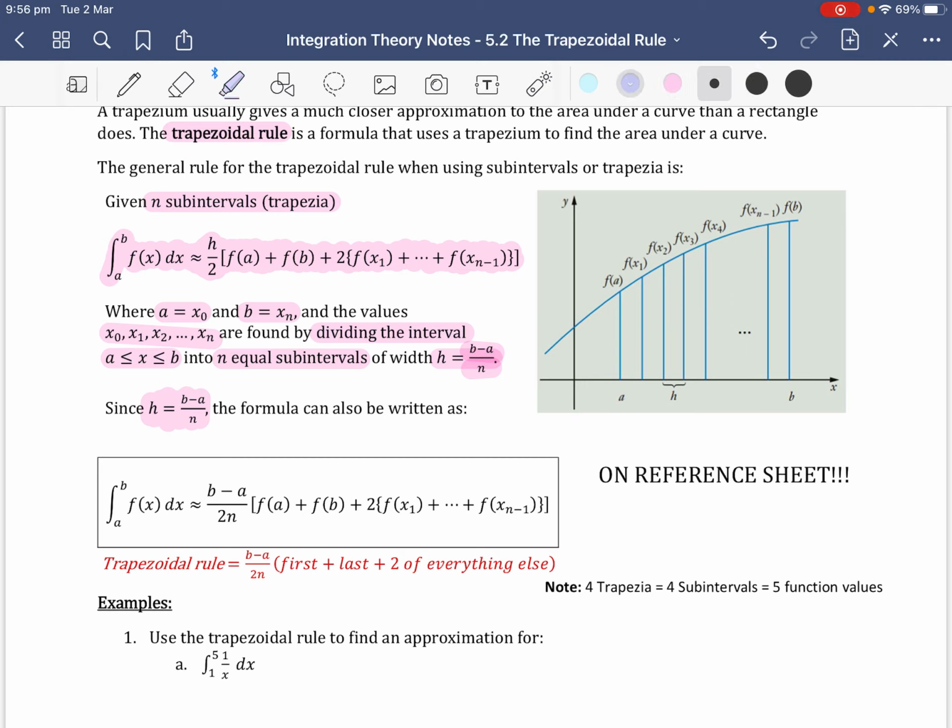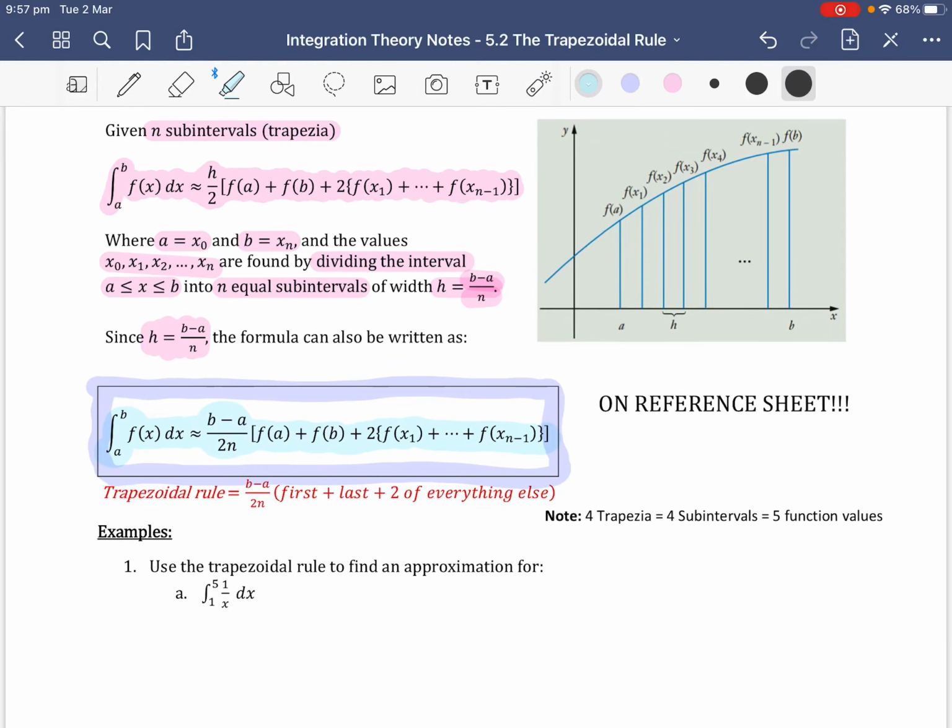Now this formula here is the formula that is on our reference sheet at the bottom of our integrals. So it's really important that we have a deep understanding of it. So we have the integration of a to b of our function dx is approximately, now instead of the h we substitute in our b minus a all over 2 times our n, of our function at a plus our function at b plus 2 lots of our function f of x1 all the way up to our function of x n minus 1.